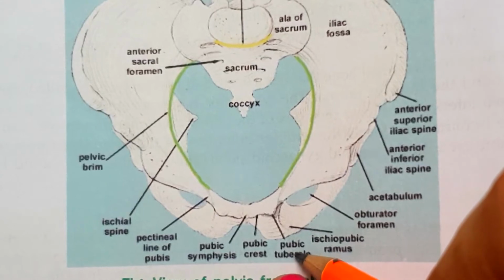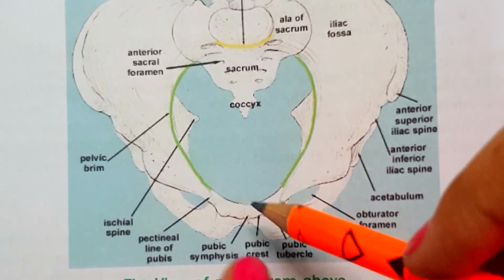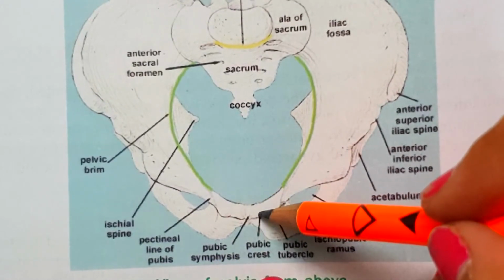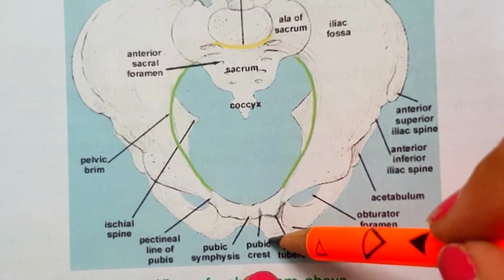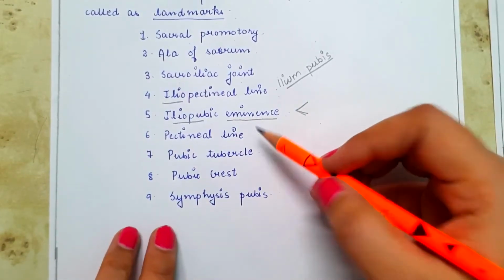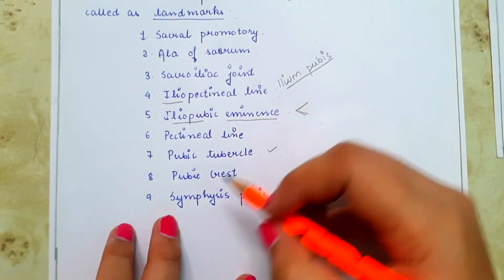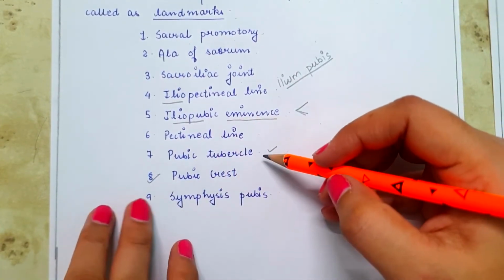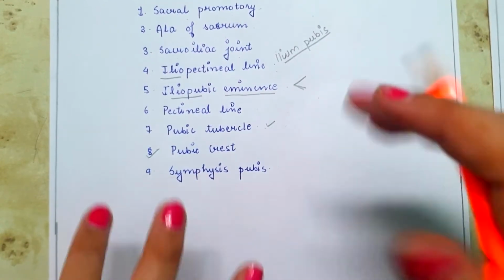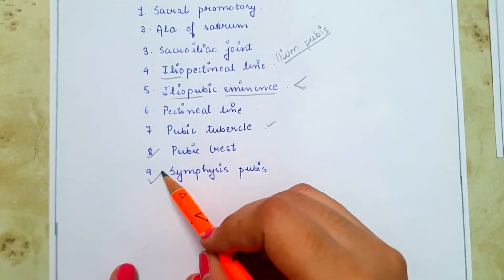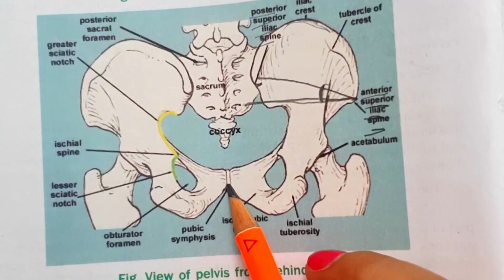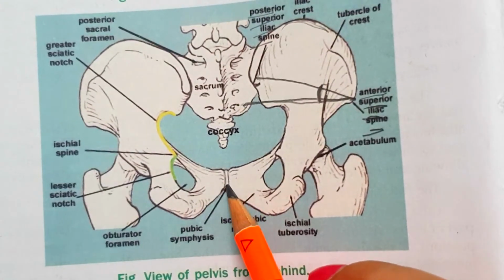After the pubic tubercle, there is the pubic crest. In the middle of the pubic tubercle and symphysis pubis, this point is known as the pubic crest. And at last there is the symphysis pubis, the joint where the two pubic bones meet. So here this is the symphysis pubis.